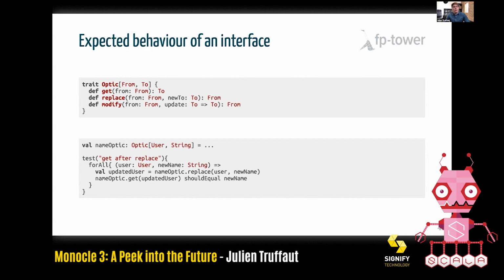So we have this get after replace property. It says, you know, imagine you have an object that's focused from a user to its name. Let's generate a random user, a random name. If you call replace to change the name inside of the user, so you get a new user, and then you call get on this new user, you expect to get the name that you just set, right?